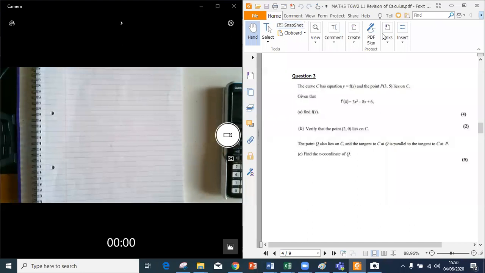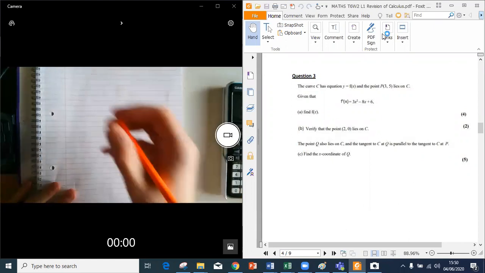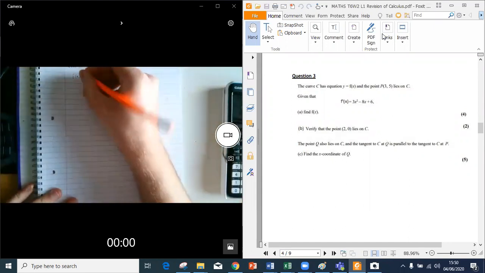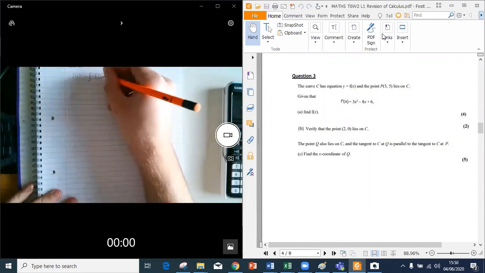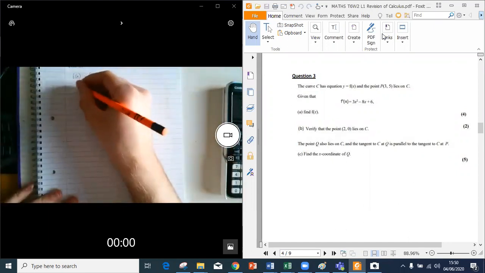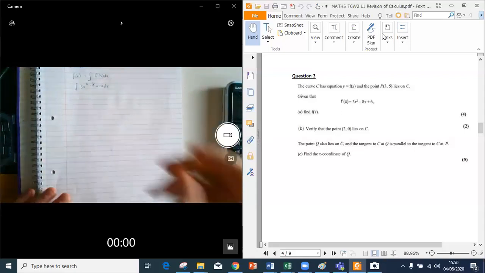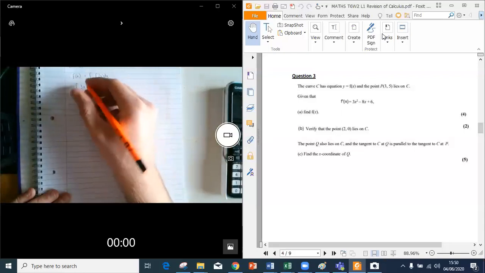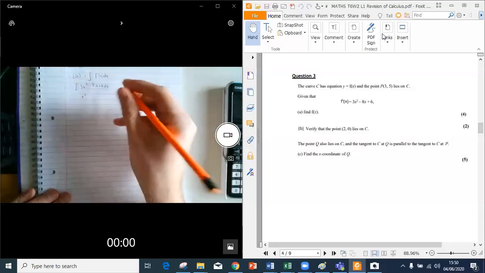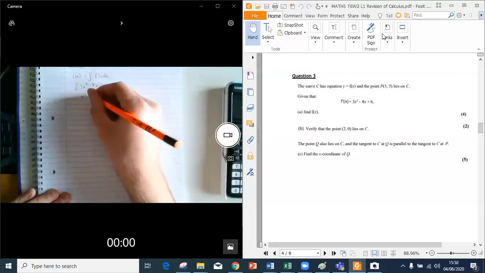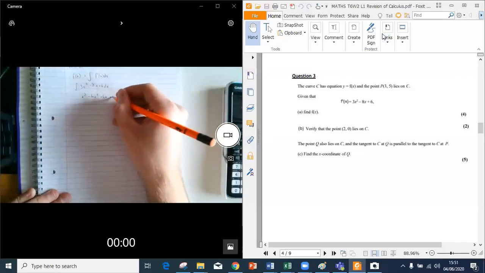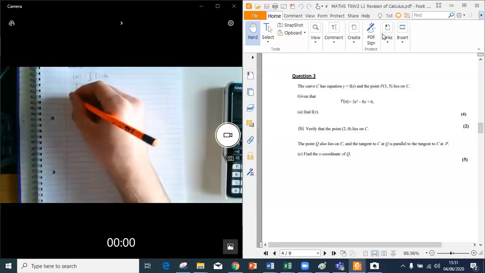Okay, question 3. We've got a curve C with equation y equals f of x, and the point 3, 5 lies on C, and we've been given the equation for f dash of x, the derivative of x, and we want to find f of x. Well, remember, to get from the derivative back to the original, we integrate. So we're going to integrate 3x squared, take away 8x plus 6, and we get, add 1 to the power, divide by the power, so 3 divided by 3 is 1, so x cubed, add 1 to the power is 2, divide by 2 is 4, take away 4x squared, plus 6x plus c, so that gives me what f of x is, or y.